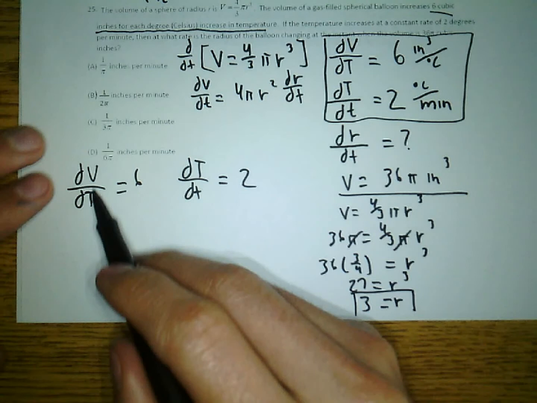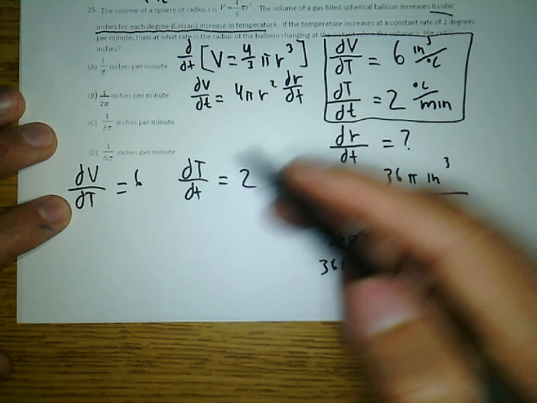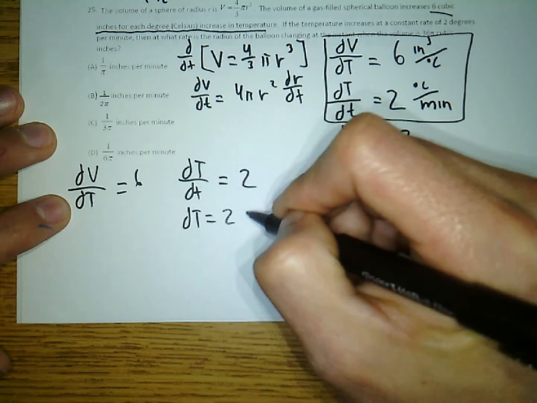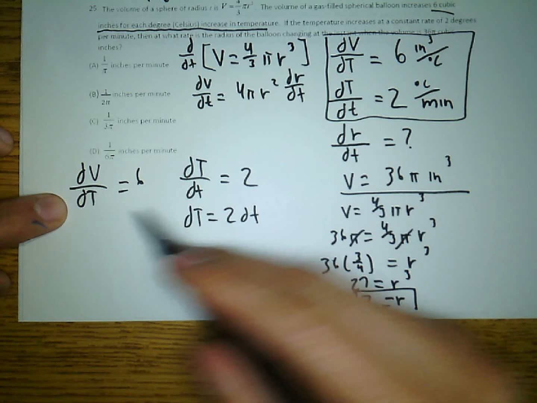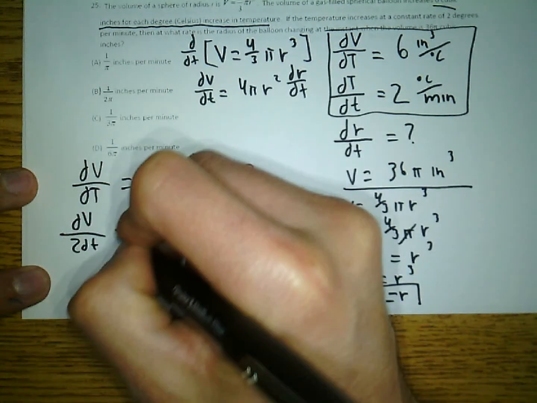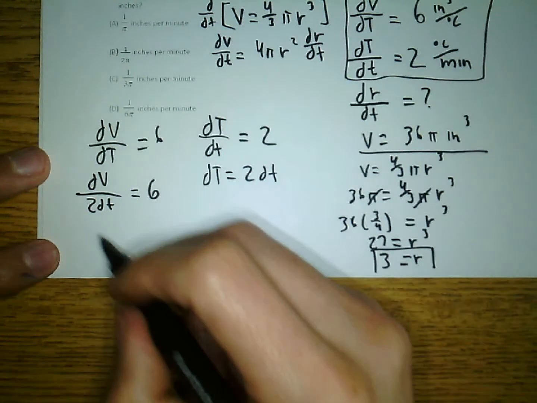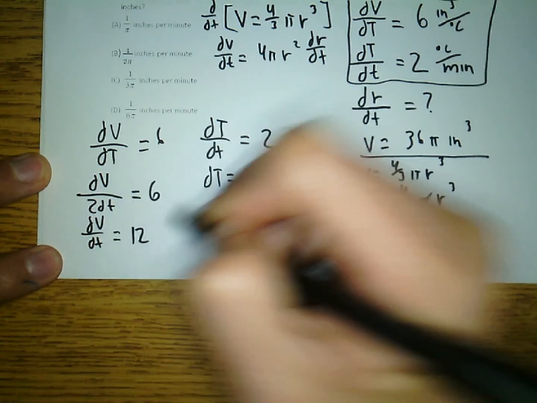So here's what I'm going to do. I want change in volume over time. So what I'm going to do is I'm going to solve this for change in temperature. So that's going to be change in temperature is equal to 2 dt. And what I'm going to do is I'm just going to replace this change in temperature on this one. So it's going to be dV over 2 dt is equal to 6. Perfect. So now I just need dV over dt. So dV over dt is going to be 12.